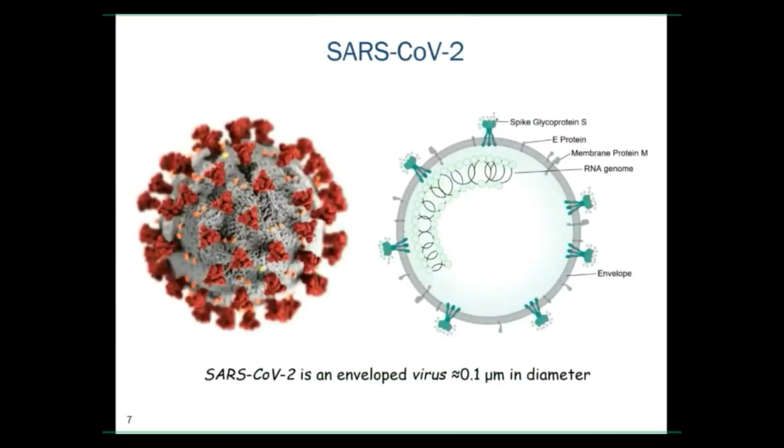So it's important to review the characteristics of this virus. It's called a coronavirus because of these crowns on the surface, and these are due to the spike glycoprotein. In addition, there's an E protein, a membrane protein, a viral envelope, a nucleocapsid protein, and the RNA genome. It's an enveloped virus about 1.1 micron in diameter.